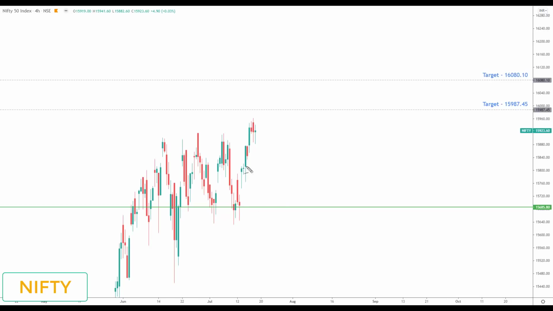What I would like to see, if you're not involved, is really to see a correction first. Any pullback in this area, once again, would be an opportunity to look for bullish reversals into the next key of resistance to the upside and the target set, the 15987.45, and once we break through here, I'm going to be looking up towards target 2 at the 16080.10.